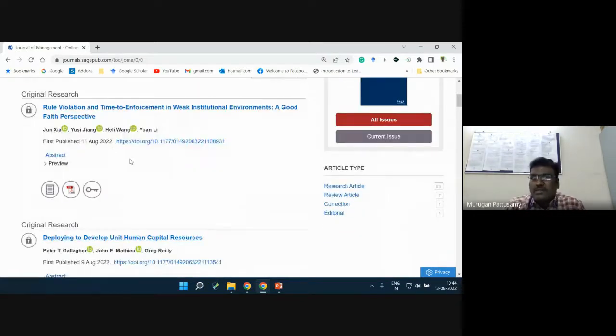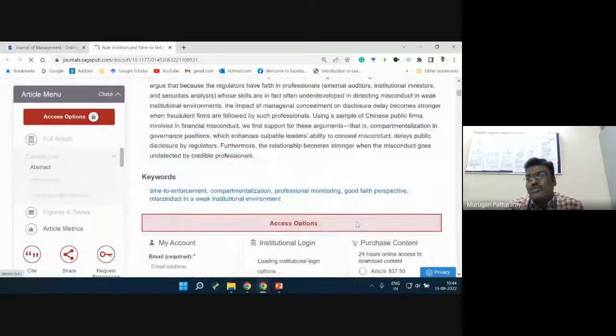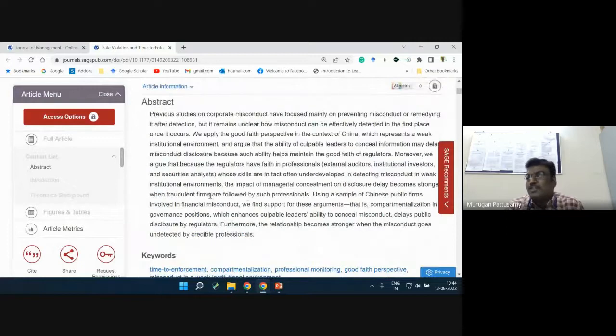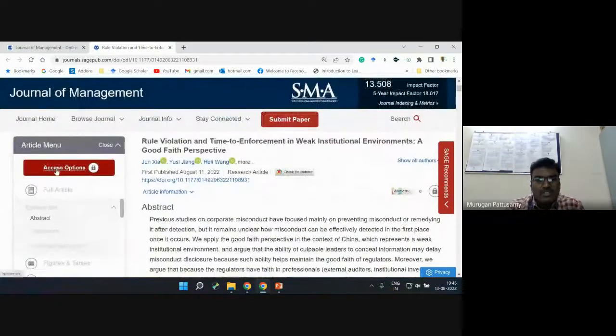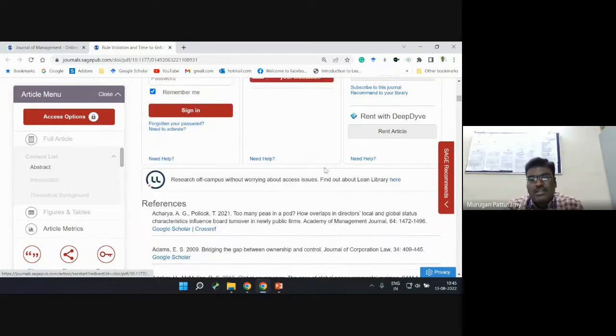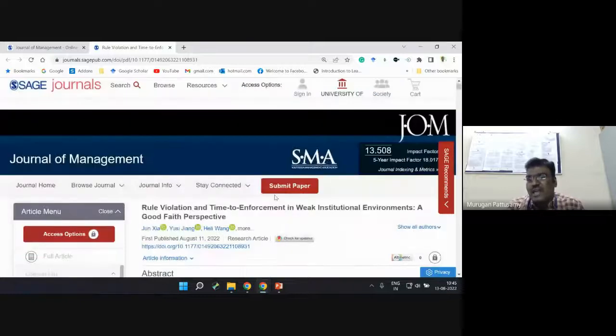Now, if you look at the published papers, for example, my university is not subscribing to this particular journal. So when I want to read this paper and click PDF, I may not be able to download it, because my university is not subscribing to this journal for scholars and faculty members. When you click the access option, it says purchase content, 24 hours online access to download content. You have to pay $37. If you want to permanently download this paper, there also you may have to pay close to $40.